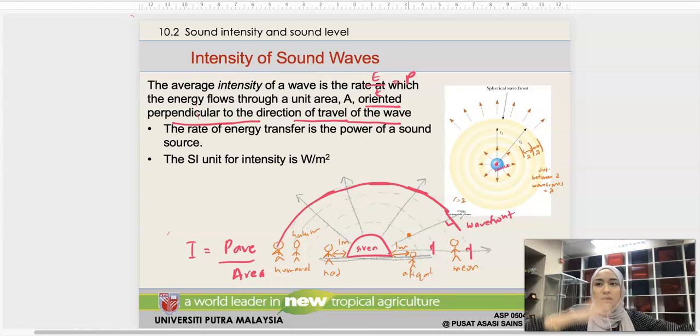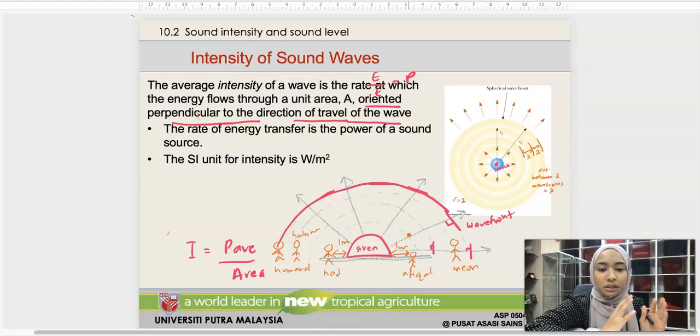Tapi Afika kat sebelah sana, saya kat sebelah sini. But we are listening to the same intensity of sound. Okay, so I am listening to the same intensity of sound dengan Afika because we are at the same radius from the source of sound. Now, with that statement, I can already say Meon listens to intensity I3, whatever the value is. So Meon and Hakim will listen to the same intensity of sound.